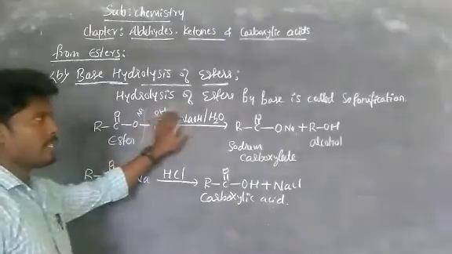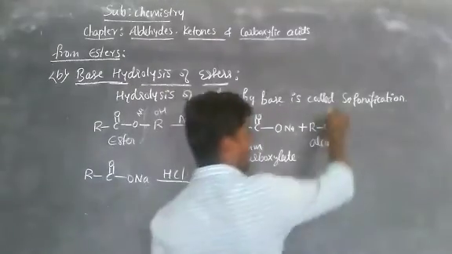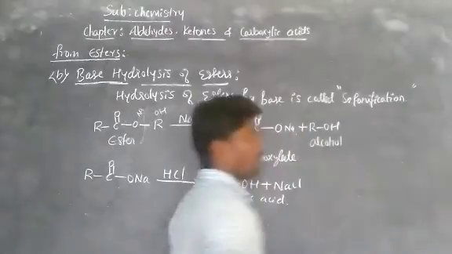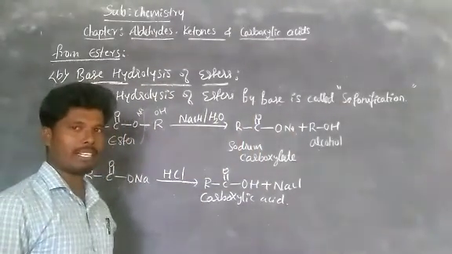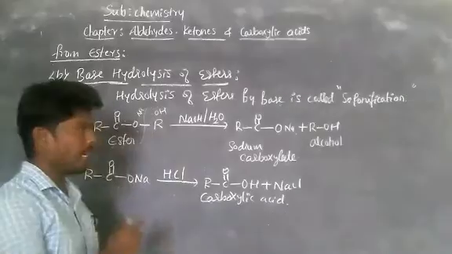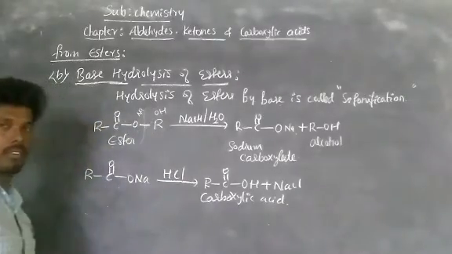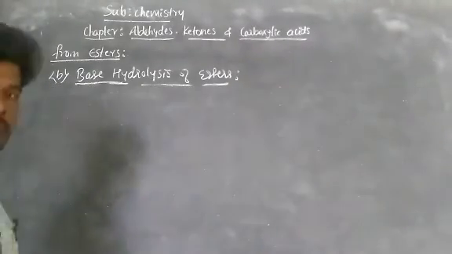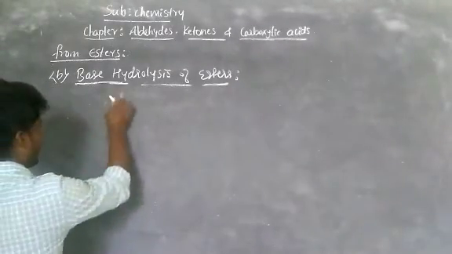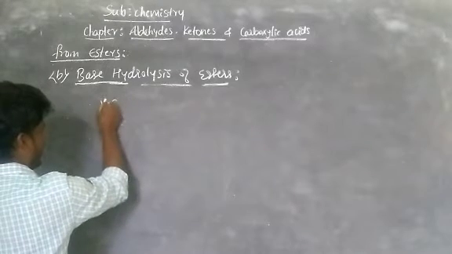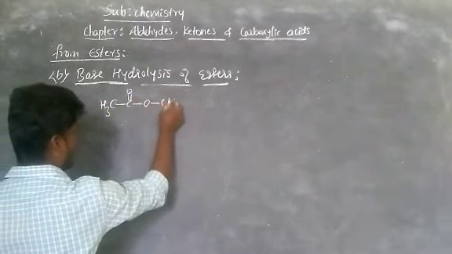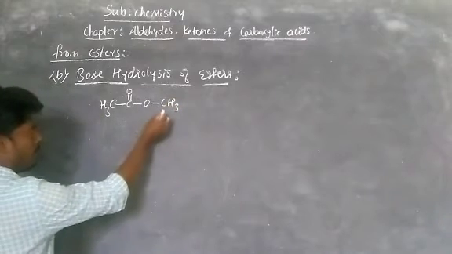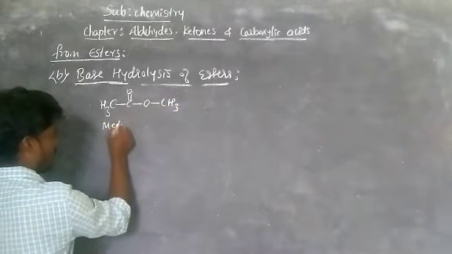But the base hydrolysis of esters we call what? Saponification. Why do we call it saponification? Because we get salts of carboxylate, which we call soap. Now take an example, methyl acetate, CH3, C double bond O, O CH3. What is the name? We have already studied methyl acetate.